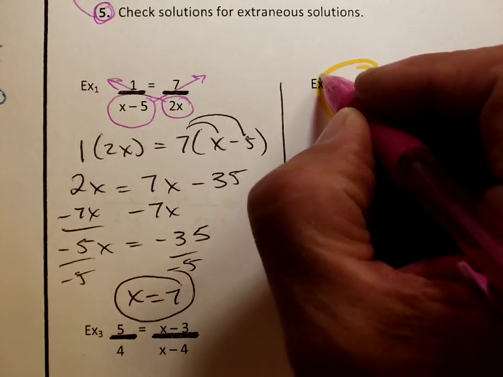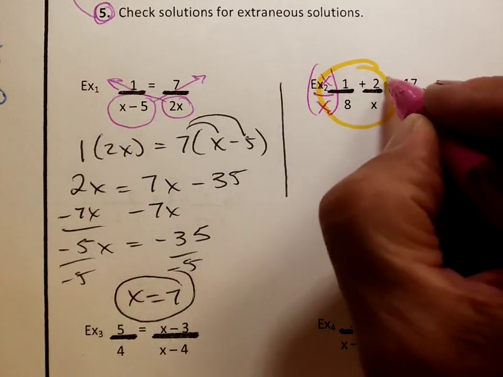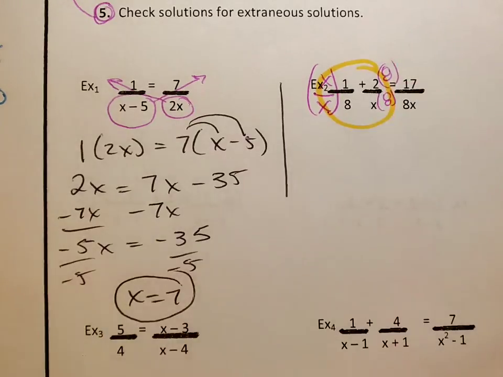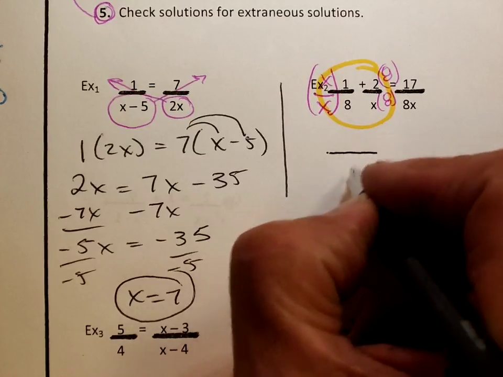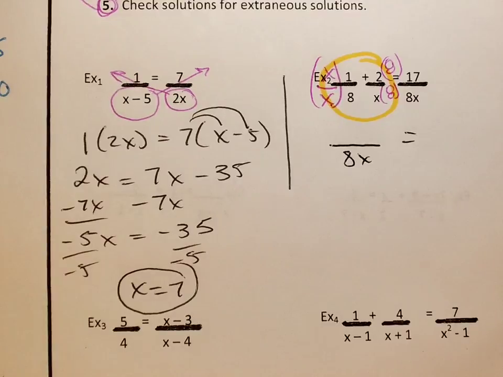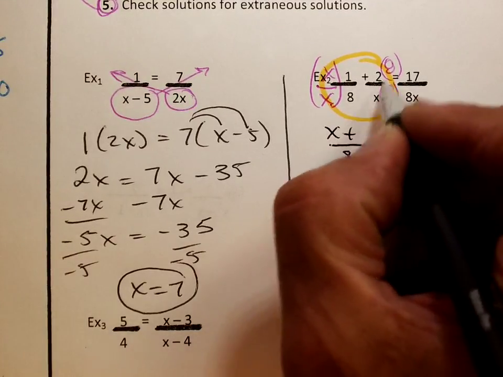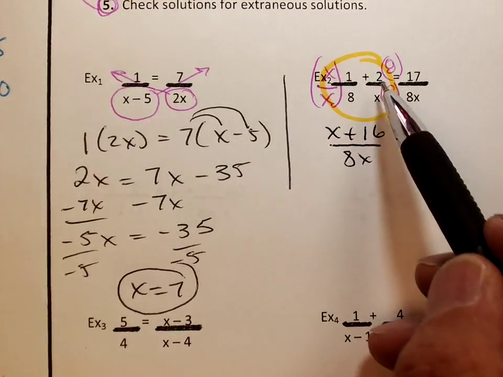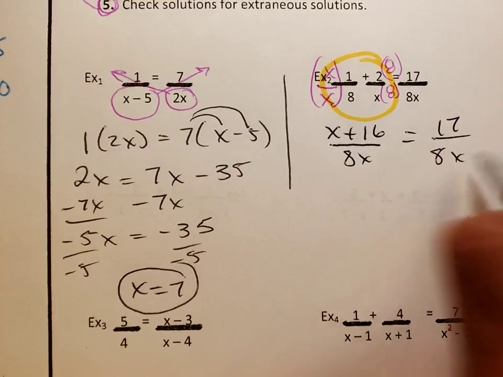So I'll multiply the first fraction by x over x. And I'll multiply the second fraction by 8 over 8. So when I do that, I'll have a common denominator of 8x, right? That will be my common denominator, okay? In the numerator, I'll have an x plus 16. There's my 1x, and there's my 16. And of course, that equals my 17 over 8x.